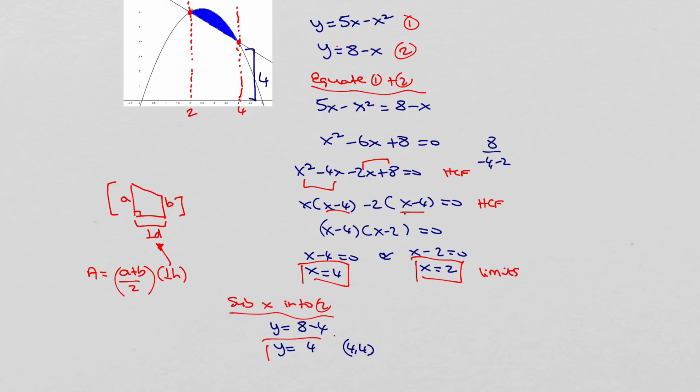And if I sub in 2 into equation 2, I end up with y is equal to 8 minus 2. In other words, y is equal to 6. So that coordinate there would be (2, 6). So that would mean that this height here is 6. Okay, so let's go on to the next page.